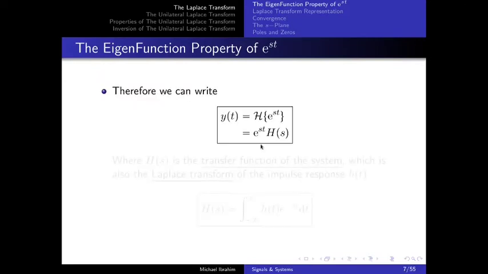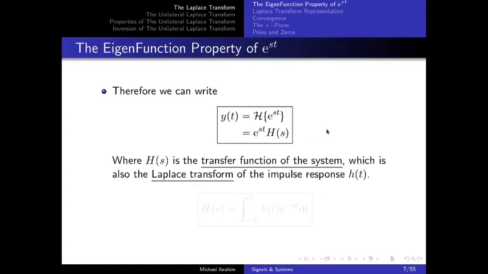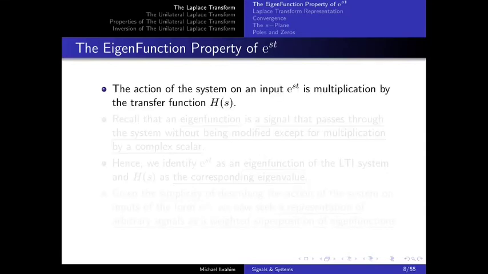So we can write that the output signal y of t will be exactly the same as the input signal e to the power st times H of s. H of s is called a system transfer function, and it's basically the Laplace transform of the impulse response h of t, which is the integration from minus infinity to positive infinity h of t e to the negative st dt. So the action of the system on an input of the form e to the power st is simply multiplication by the system transfer function H of s.